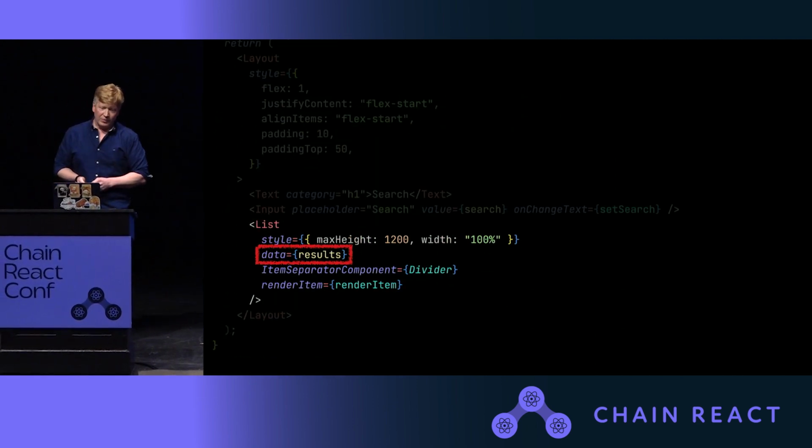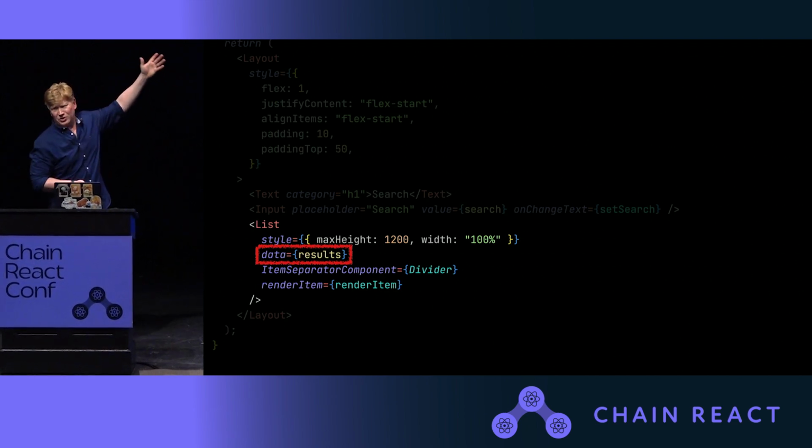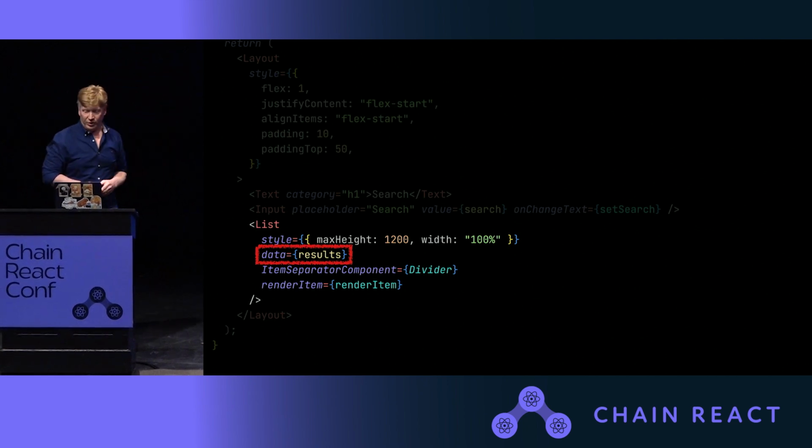And then down here at the bottom, I can't remember exactly what UI library I used, but it has a list. You give the list a set of results and a render function, which is really cool, and then it renders it for you.